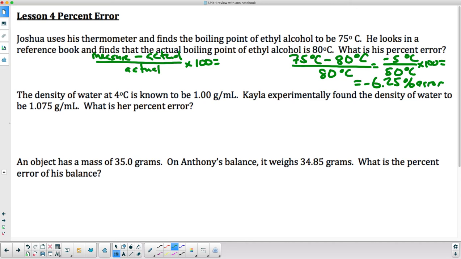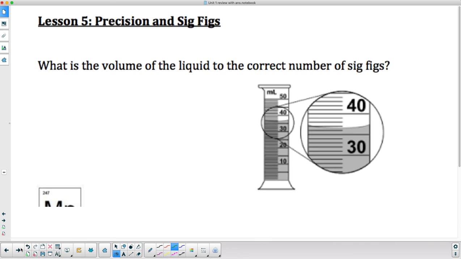All you have to do is identify. The density of water at 4 degrees Celsius is known to be that. This would be the actual. You just read the problem. Kayla experimentally found the density of water to be this. This is the measured part. Okay, so it's measured minus actual. Good. I think you guys can do those last two, and see how you did.